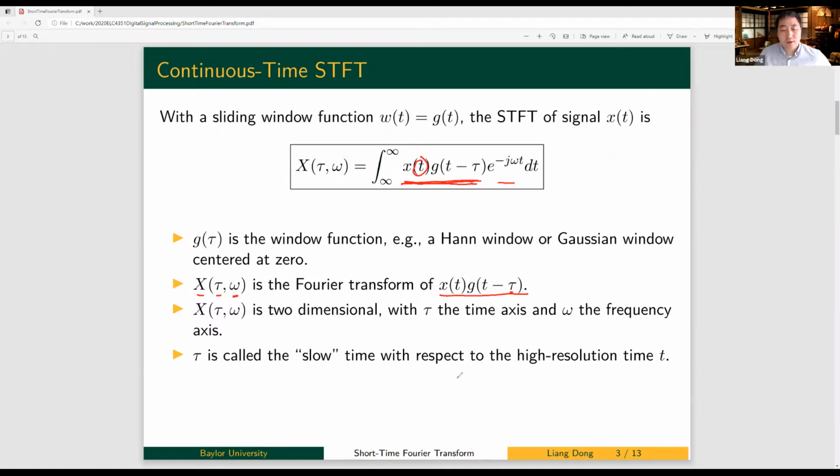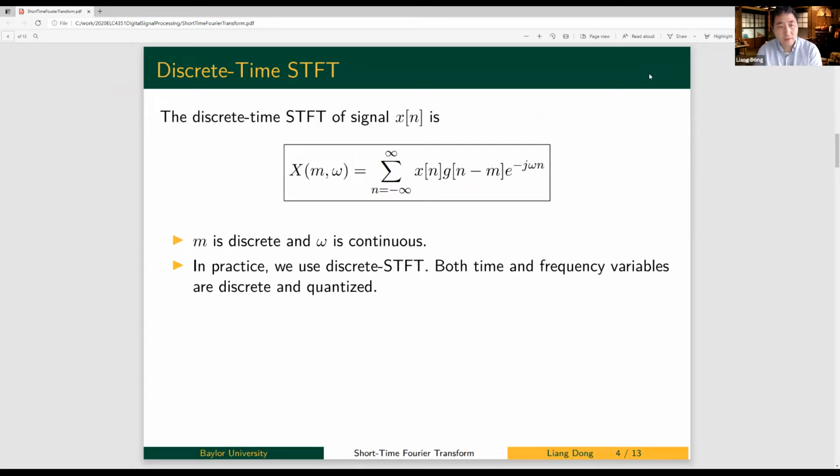Tau is called the slow time with respect to the high-resolution time t. Sometimes we call t the fast time. That is the time that we use for the Fourier transform. We use that time to find the variation with respect to this t that shows the frequency. But tau is slow time. That is the shifting of this short-time window. So we write out this short-time Fourier transform formula again in the box. This is the short-time Fourier transform.